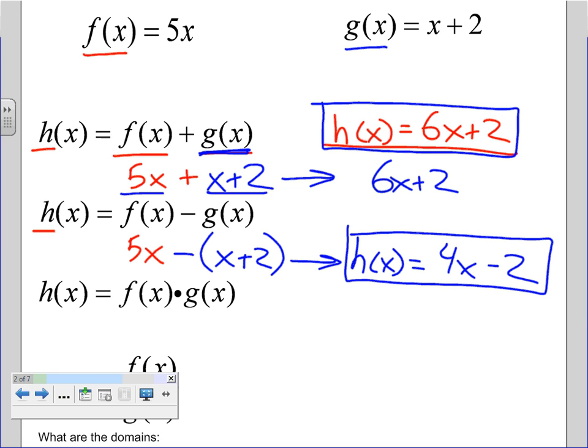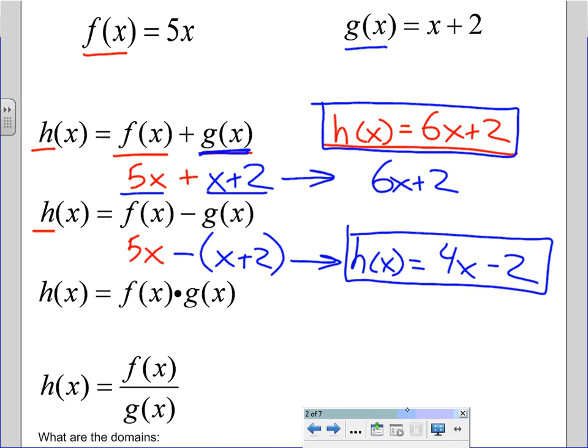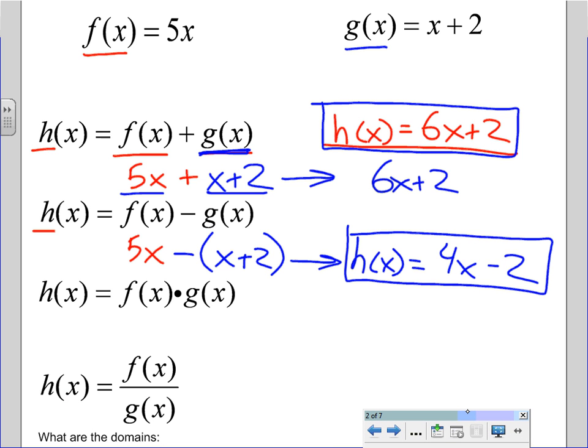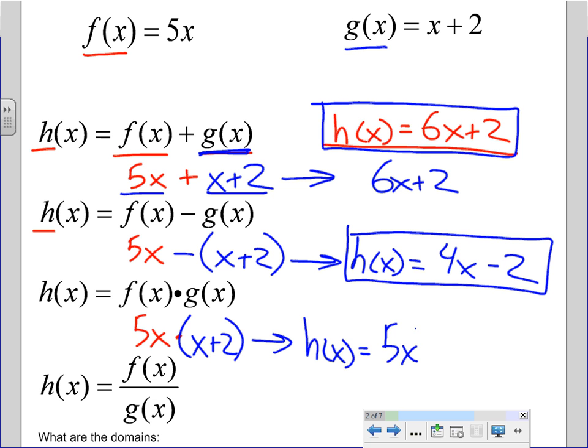Then we have ourselves two more examples down here. Multiplying. So we're going to take 5x times g of x, which is x plus 2. And again, it's just the distributive property we saw before. So h of x, notice I like to use the notation, so I'm illustrating what it is. H of x now is 5x squared plus 10x. And now we have a quadratic. So that is the answer to that one there.